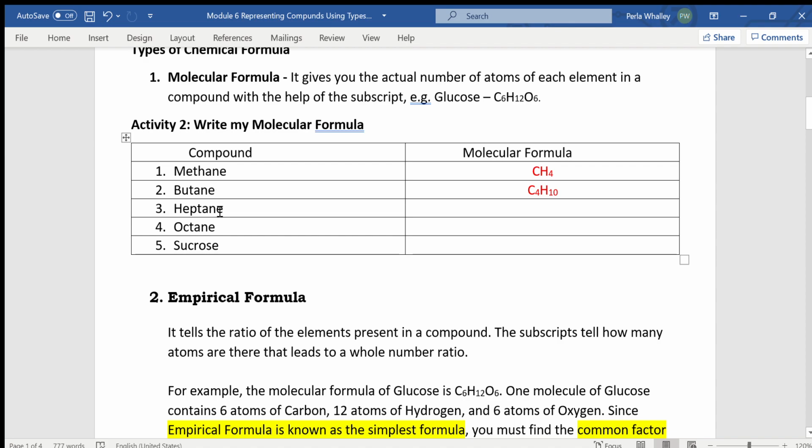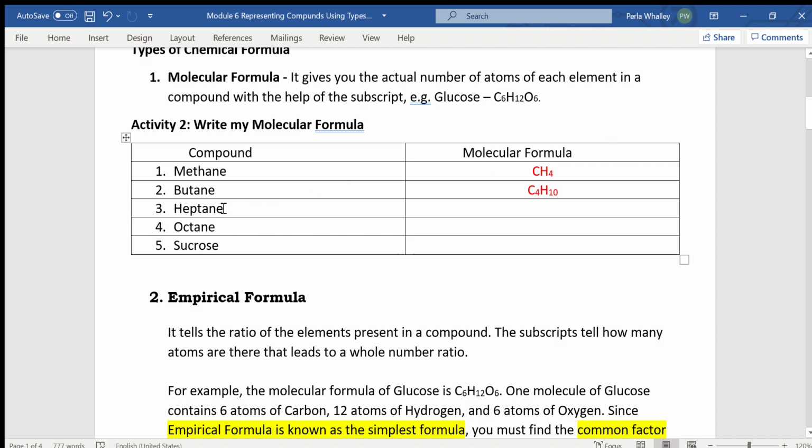Methane, butane, heptane, and octane are hydrocarbons. That means these are compounds containing hydrogen and carbon only. Sucrose is a disaccharide or a double sugar. This is also our common table sugar. So, for methane, the molecular formula is CH4. For butane, C4H10. This was taken up in your junior high school, so again, this is just a review for you.